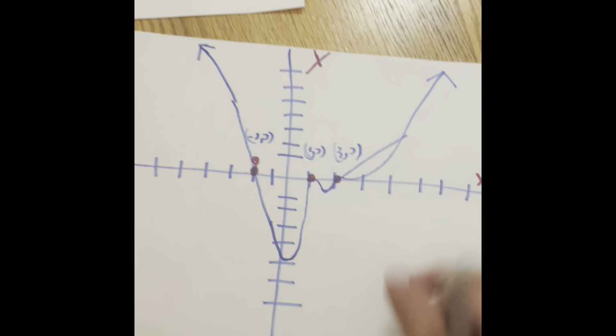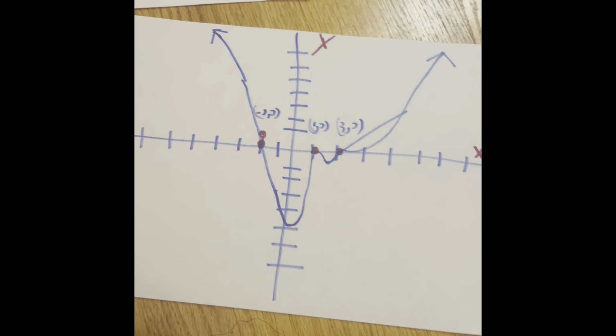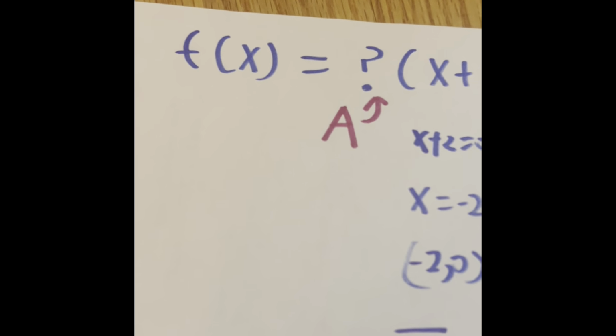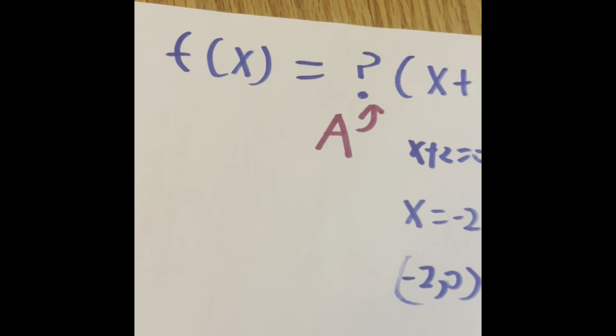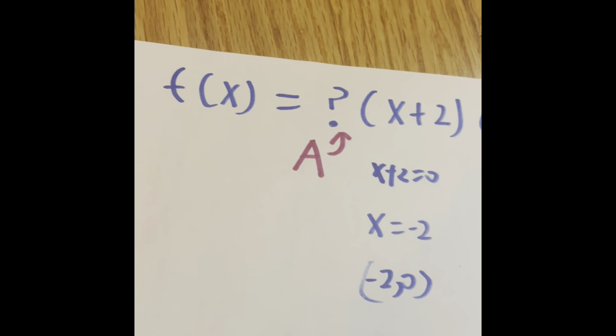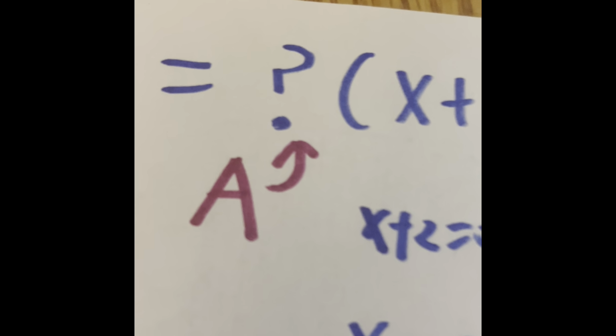But there is still something missing about the problem. Not the graph, this kind of problem. Notice how there's some kind of question mark? We don't know what that letter A is. We have no idea what that question mark is right there. So how do we solve it?